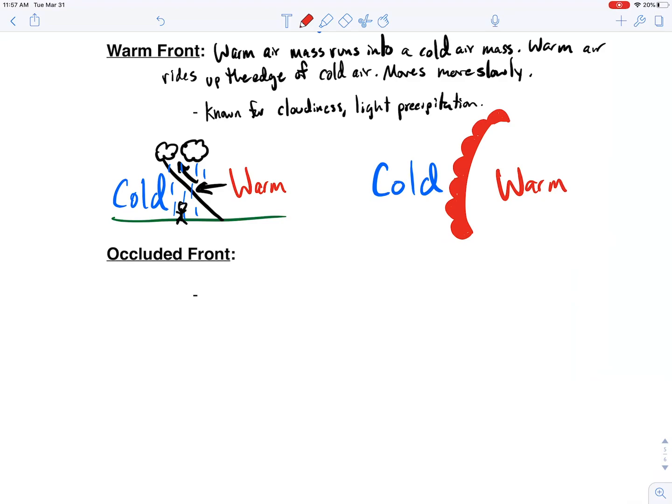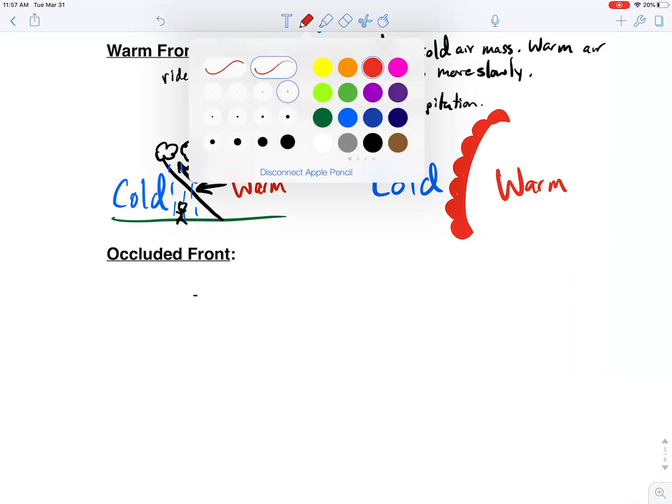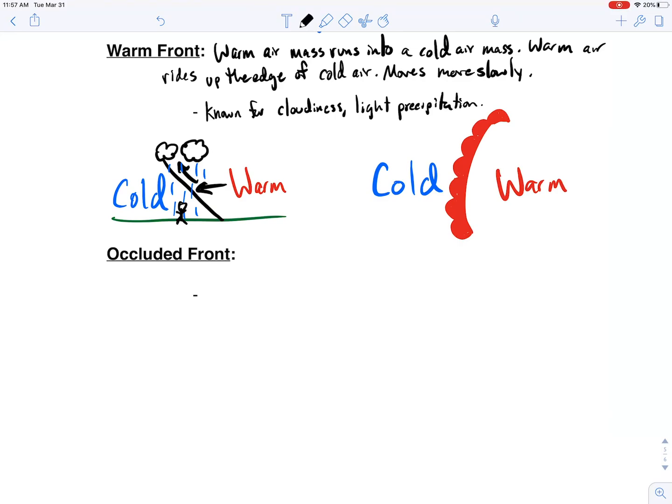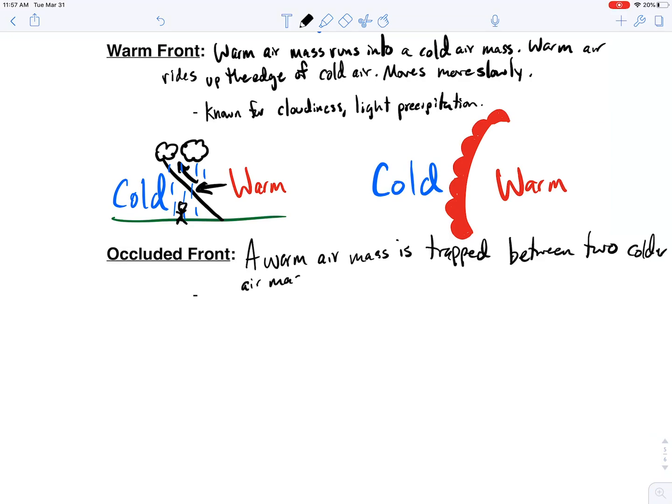There's the big difference. So the last thing that could happen here is an occluded front. This is a little more complicated. I'm going to go through it real quick. In an occluded front, let's see, what are we going to write here? We'll say that a warm air mass is trapped between two colder air masses. And we see this a lot with nor'easters.